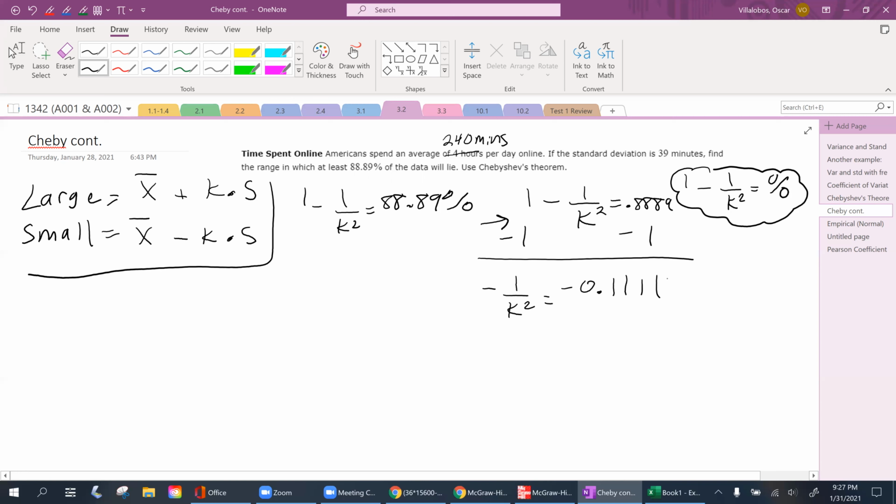Now I want to multiply both sides by negative 1 so I can get rid of the negative. So this is going to be 1 over k squared is equal to 0.1111.